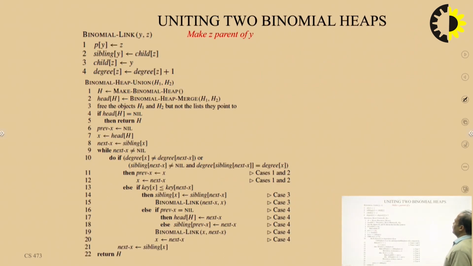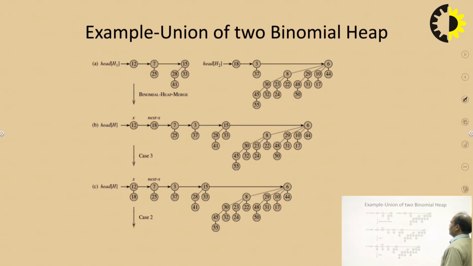So the next operation is uniting two binomial heaps. This algorithm is quite big, but it is very systematic. It has two parts. Let us have one example first, and then we'll come back to explain this union algorithm.